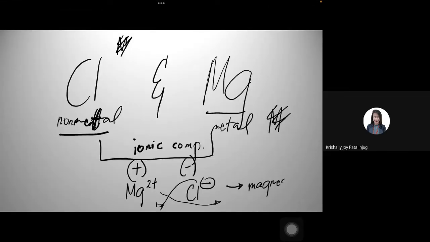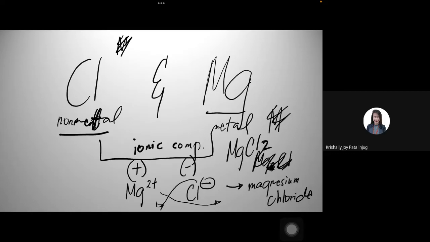So magnesium chloride. And then the formula would be Mg2Cl. Sorry, sorry, it's MgCl2. So MgCl2 is the final chemical formula of magnesium chloride.